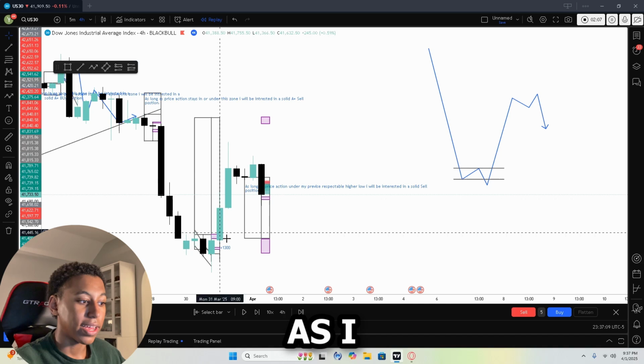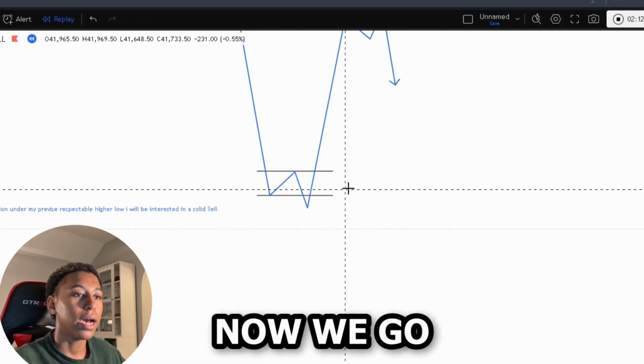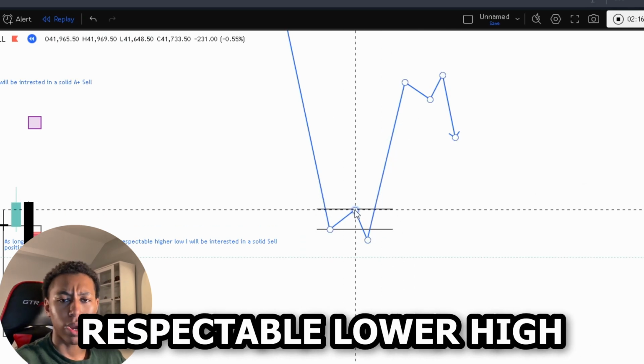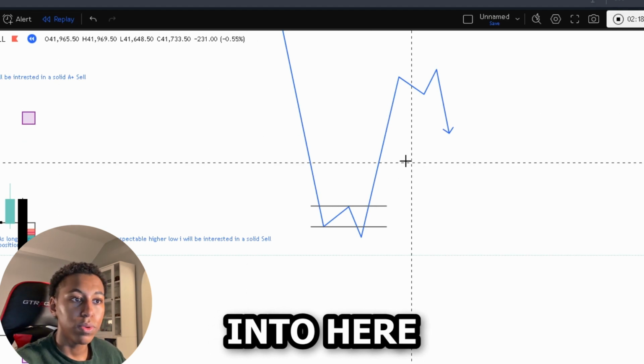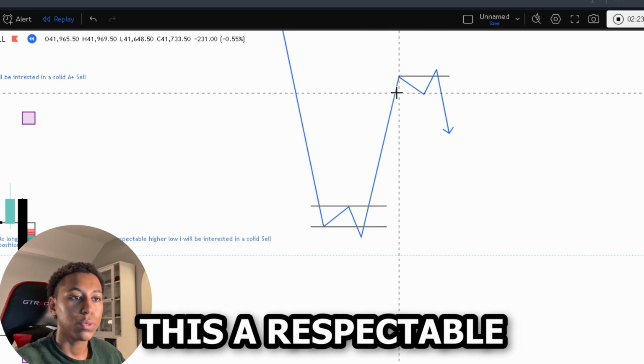Very importantly, as I talked about here, we passed a previous respectable lower high. Boom. Now we go on and we're technically bullish. As long as we're above my previous respectable lower high, we're bullish on the day. We come into here, we create a new higher high, boom, okay, and we create a new higher low. Now, how is this a respectable higher low?